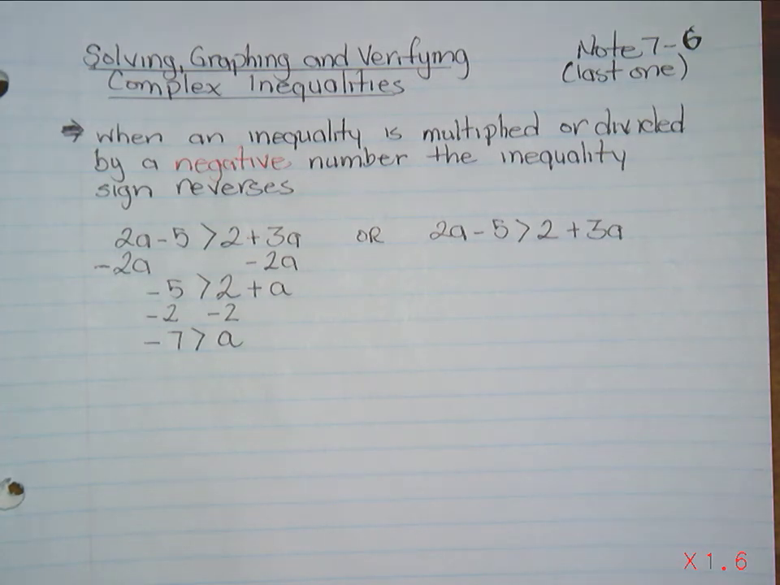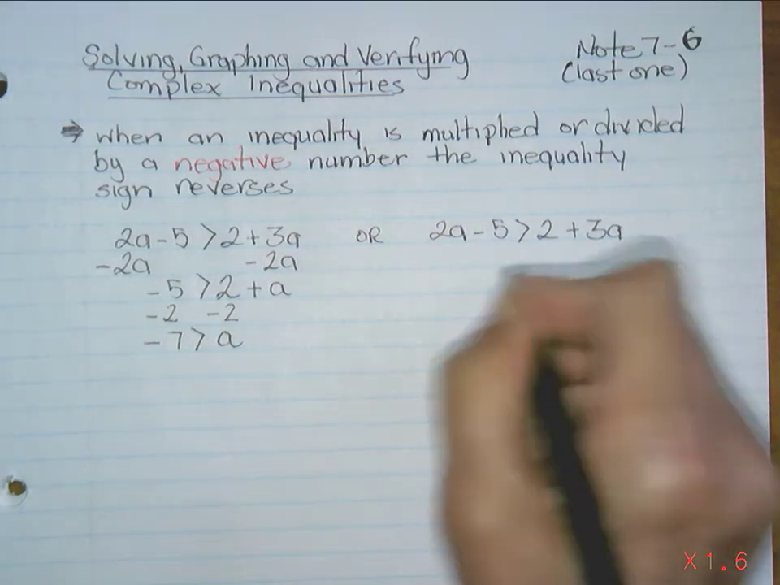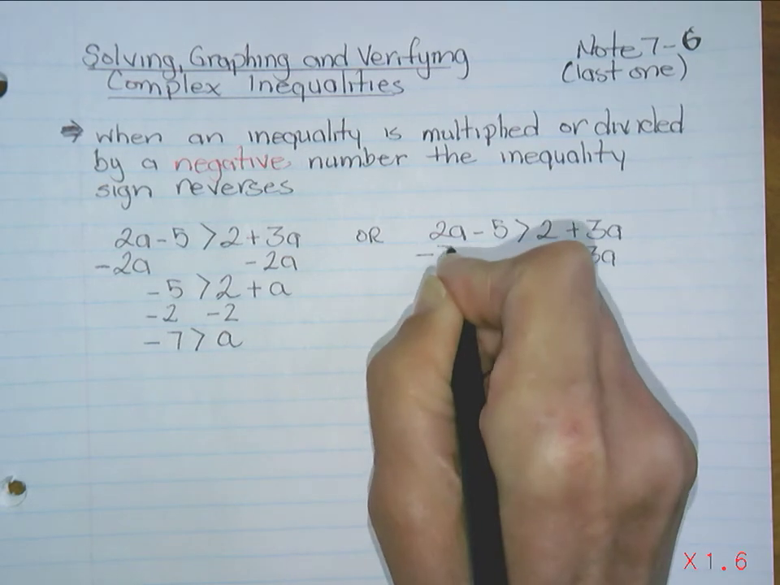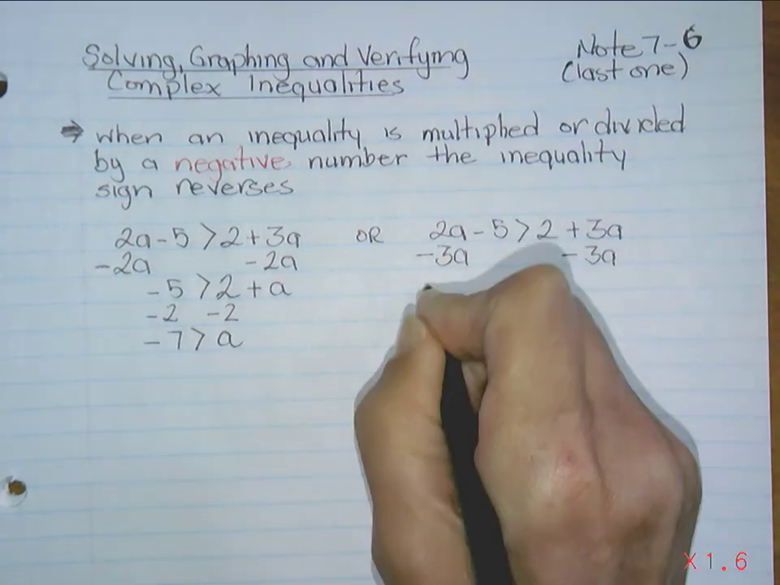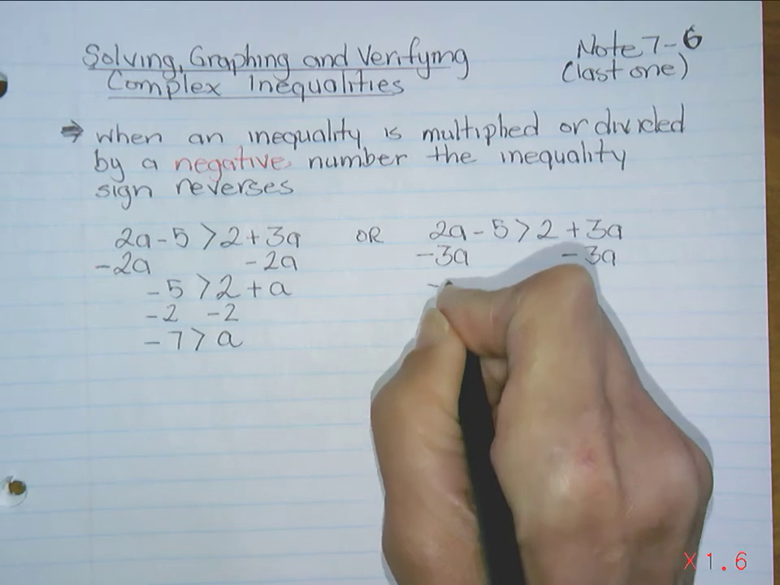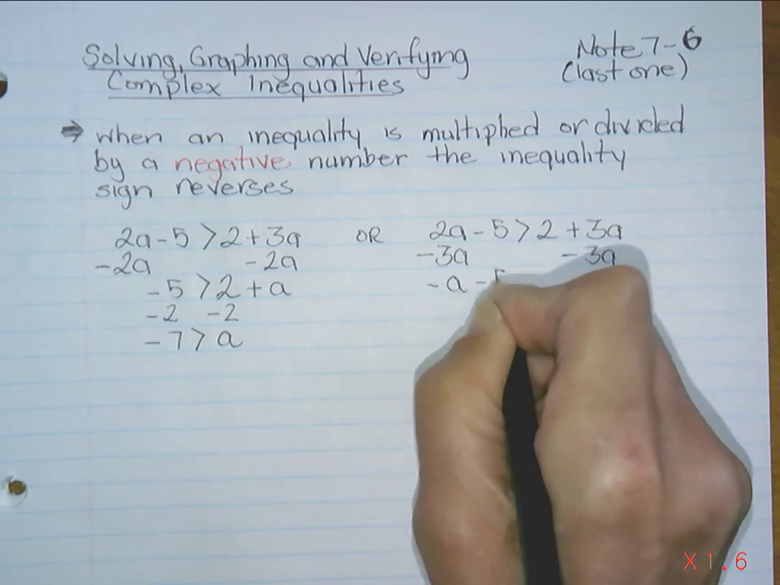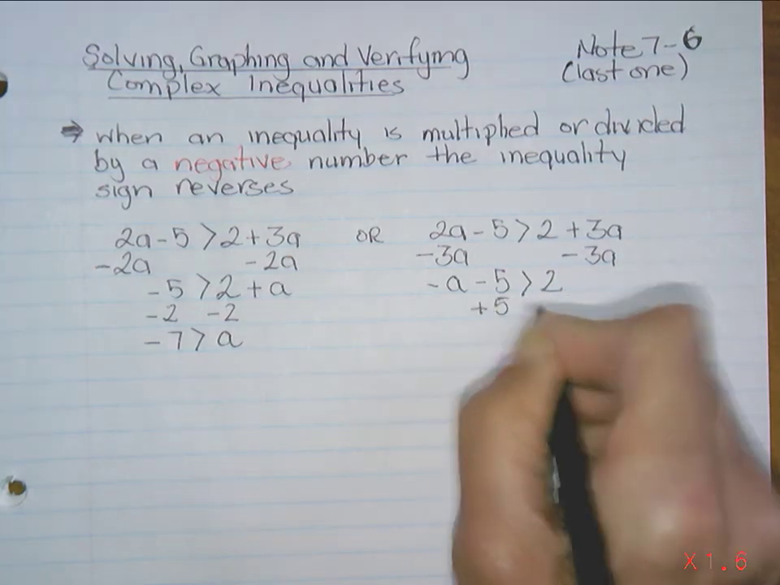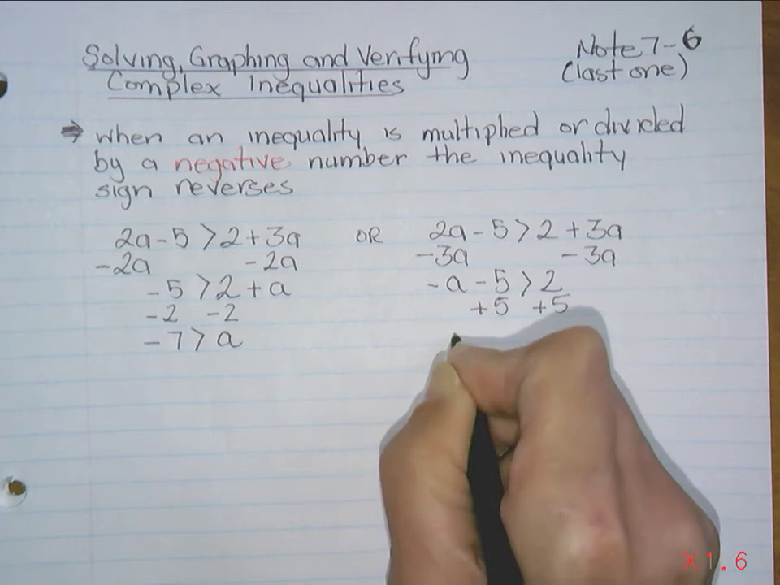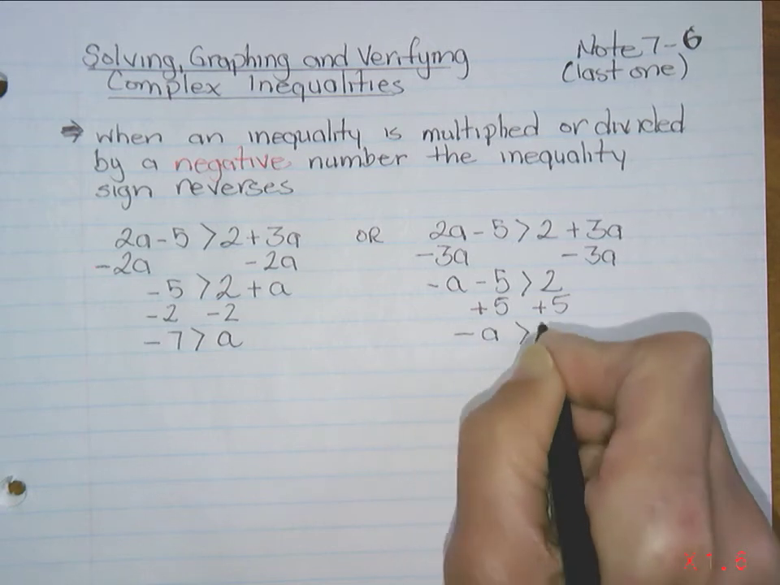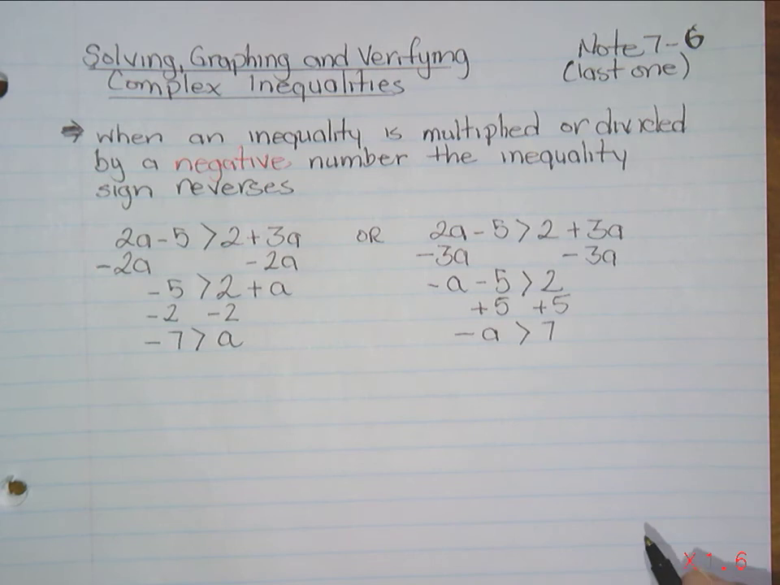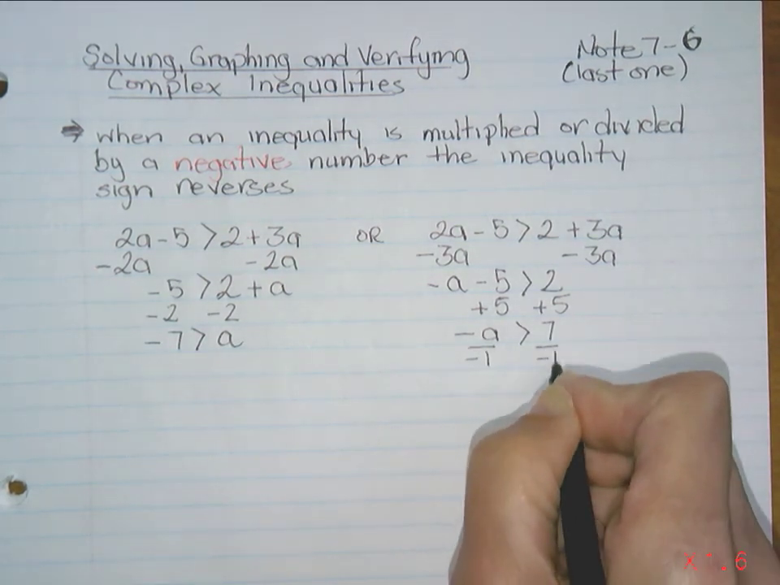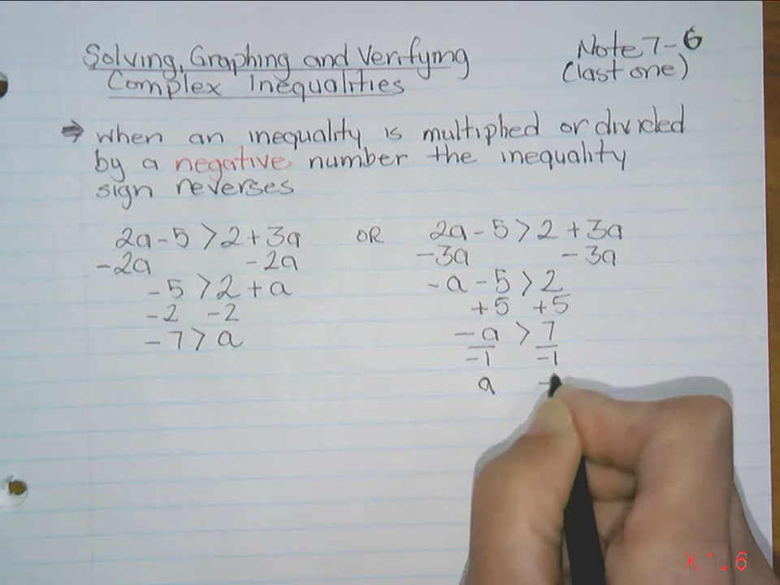But what happens if you did it differently? What happens if you subtracted the 3a because you like to have your variable on the left-hand side? 2 minus 3 is negative a, the invisible 1. And then you add 5 to both sides so that you can get the a almost alone. It still has the negative sign. Now you can't have negative a, so you have to divide by negative 1 and divide by negative 1, and you get a and negative 7.